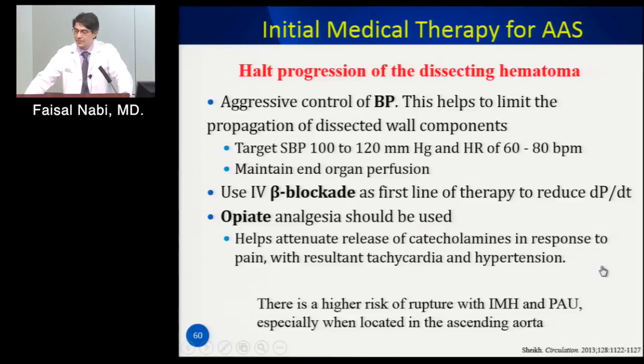You never want to reach for the vasodilator first because that actually increases shear stress. It increases the dP/dt, and you want to control dP/dt. If the blood pressure is not controlled by beta blockers, you then proceed with vasodilators. It's also very important to control pain. As you know, that leads to catecholamines and adrenaline, so heart rate goes up, contractility goes up, blood pressure goes up. You've got to get control of pain.